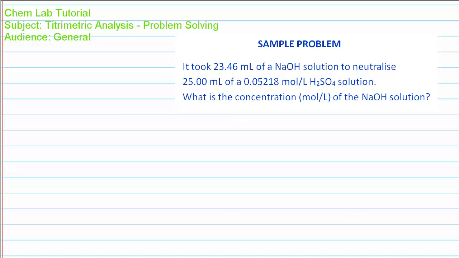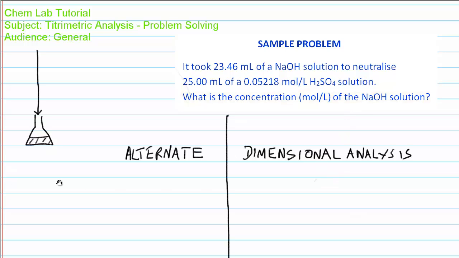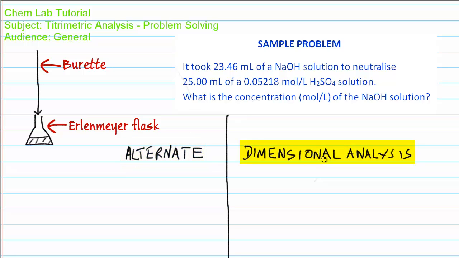So here we have a titration that took 23.46 milliliters of sodium hydroxide solution to neutralize 25 milliliters of 0.05218 mole per liter sulfuric acid solution. So what we have to determine is the concentration in units of moles per liter of the sodium hydroxide solution. Now, I prepared ahead a little bit here just to save some time. So we're going to take a look at the alternate method that we've just gone over in solving this problem, and we're going to contrast that with the dimensional analysis type approach to the same problem.